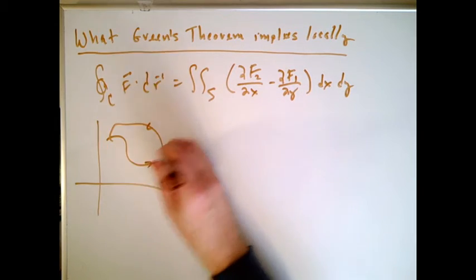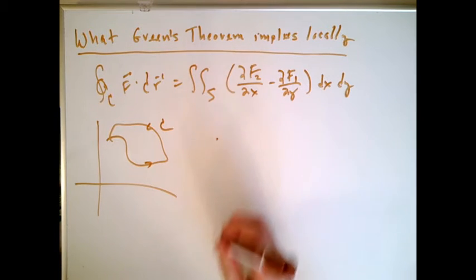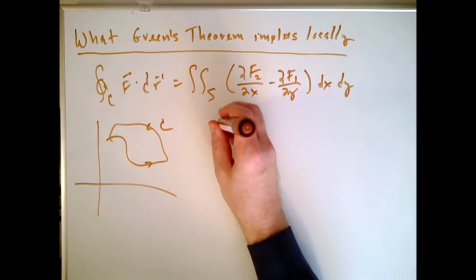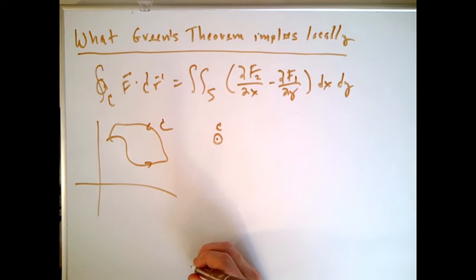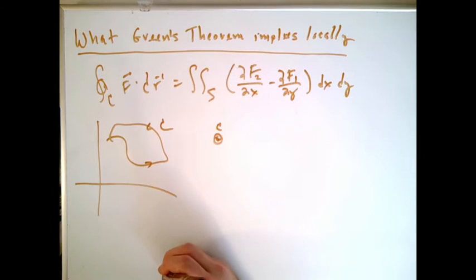I'm sorry, that's globally. Now what I want to do is focus on just a little tiny piece with a little tiny area and a little tiny curve around it. So now just think of C as being little tiny, the region being little tiny, the area being little tiny. Now, why would this make any difference?